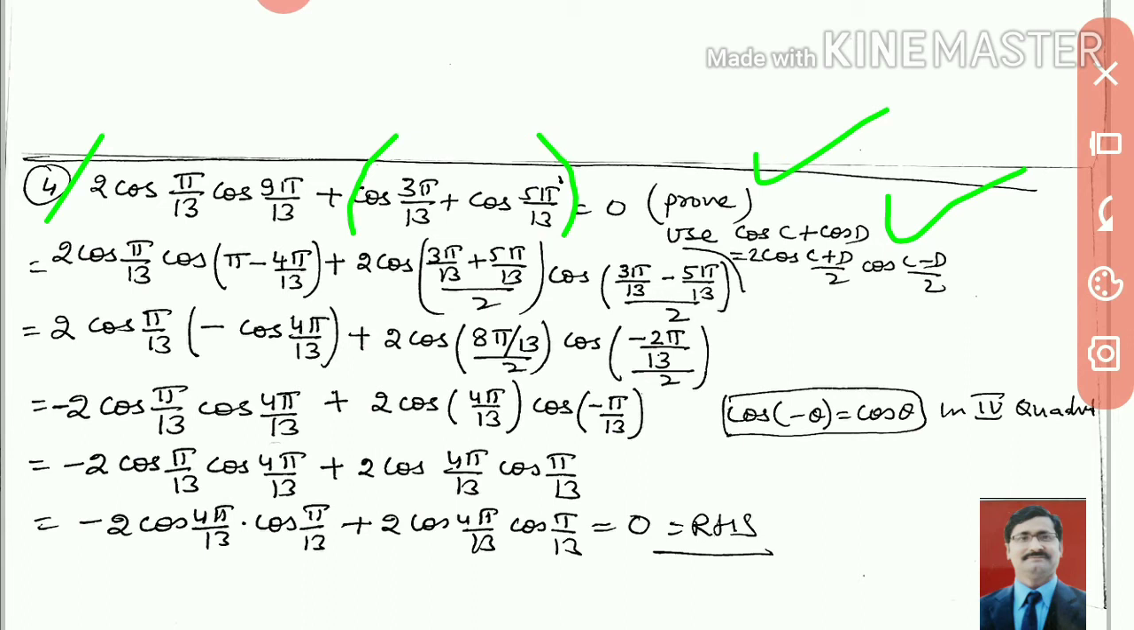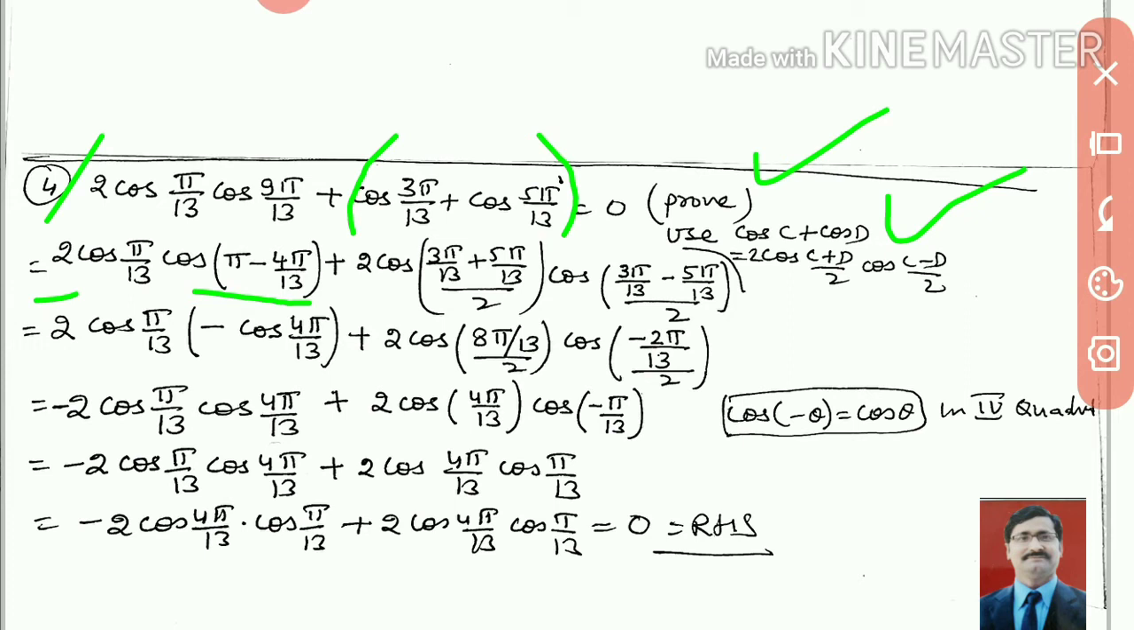So look here what we get: 2 cos pi by 13 cos (pi minus 4 pi by 13) plus 2 cos (3 pi by 13 plus 5 pi by 13) whole upon 2, cos (3 pi by 13 minus 5 pi by 13) whole upon 2. So you will get here, look here, this portion cos (pi minus) means second quadrant, cos is negative, and on pi no change, so you get minus cos 4 pi by 13.